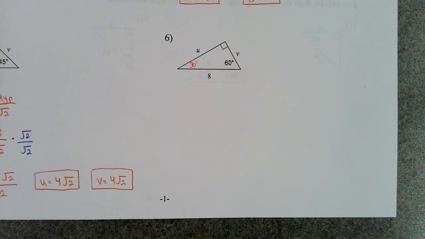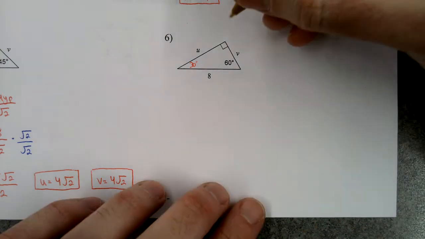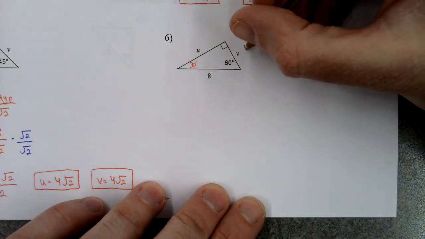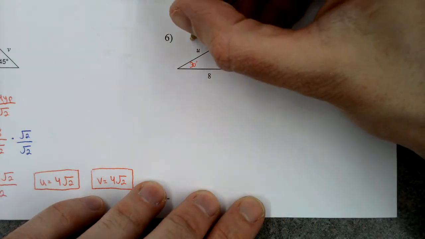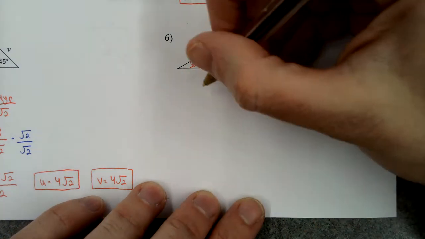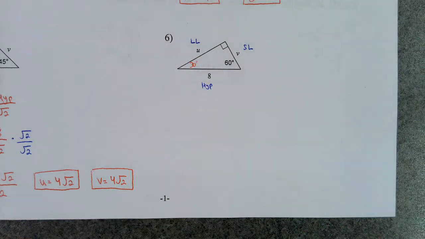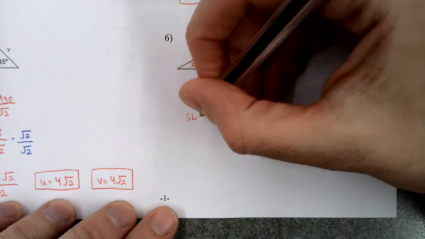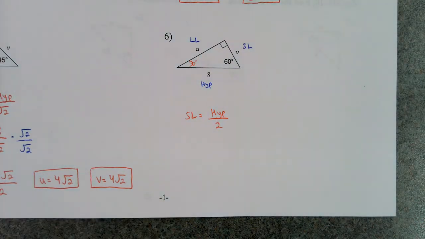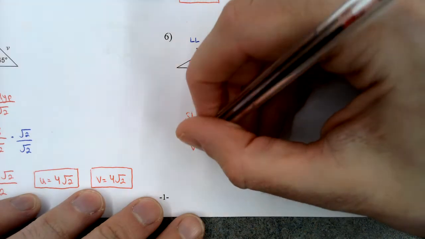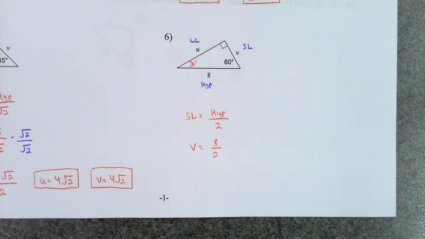Now, it may be helpful to label ahead of time for these, so I'll do that. This is the short leg, because it's across from the 30-degree angle. This is the long leg, because it's across from the 60-degree angle. This is the hypotenuse, because it's across from the right angle. So first thing I'm going to say is the short leg equals the hypotenuse divided by 2. The short leg is V. So V equals 8 divided by 2. V equals 4.